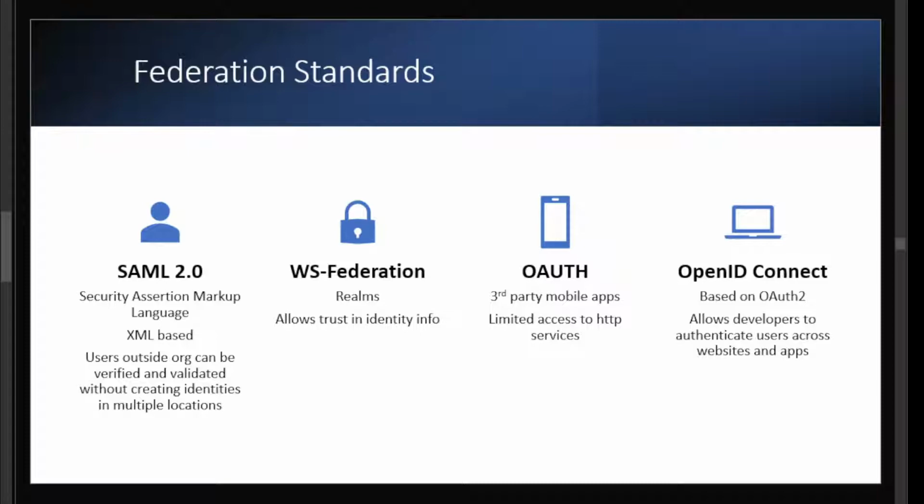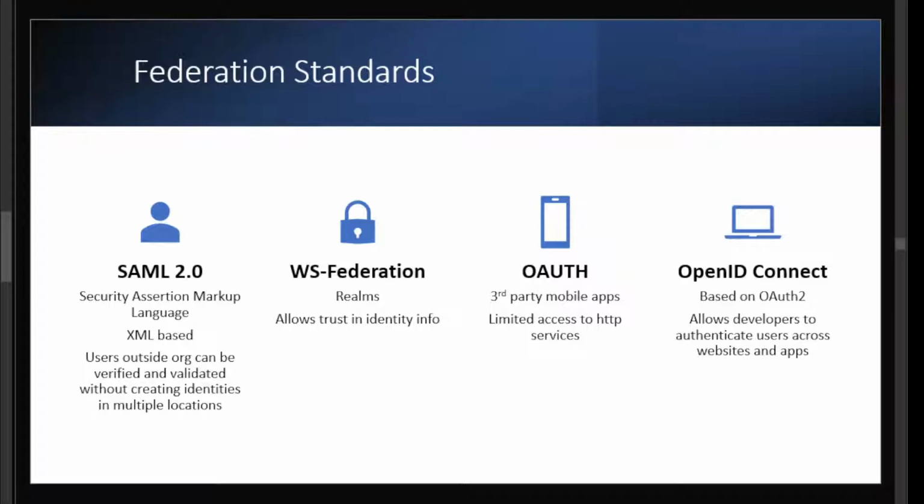There are a bunch of different federation standards, but the most widely used one is SAML 2.0, which stands for Security Assertion Markup Language 2.0. This is an XML-based language. Users outside the organization can be verified and validated without creating identities in multiple locations. They can all go through the single SAML framework. WS Federation breaks up into realms, which explain capabilities of organizations to allow organizations to trust each other and their identity information across other organizations.